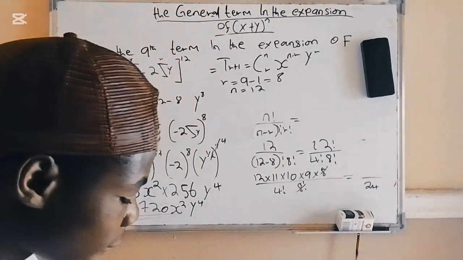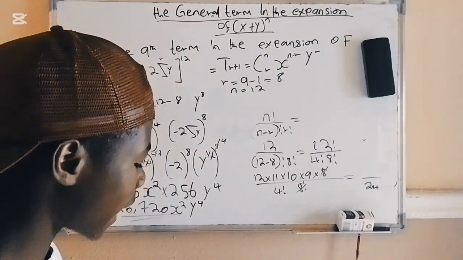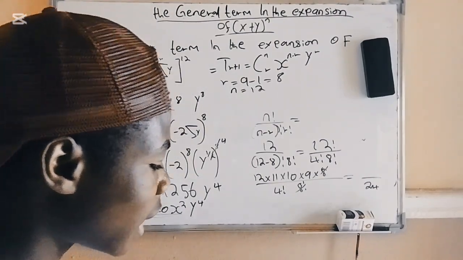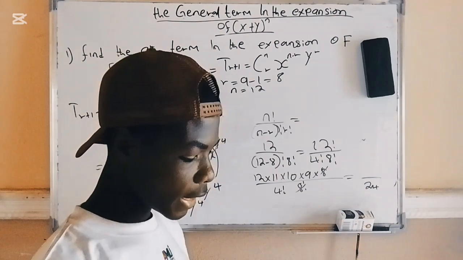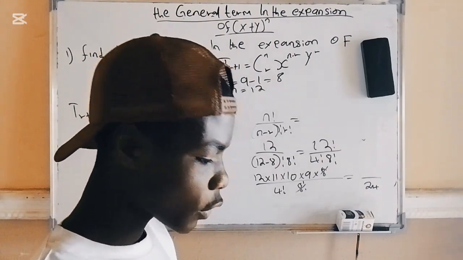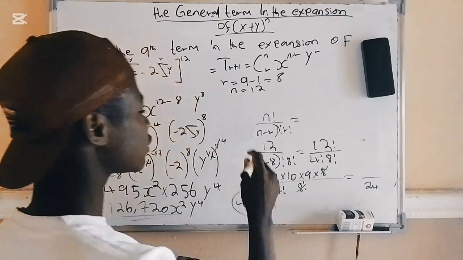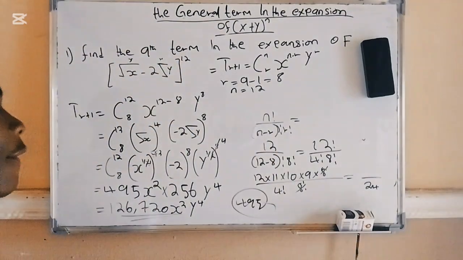And if I multiply 12 times 11 times 10 times 9, it will give me 11,880, divided by 24. So it gives us 495. So this is how you can simplify the factorial.